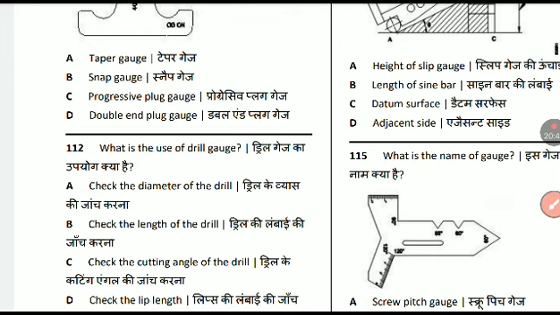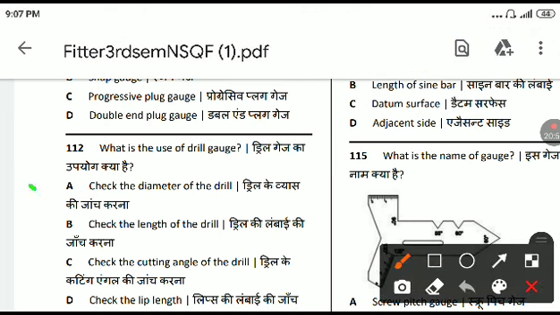What is the use of drill gauge? Option A, check the diameter of drill. Drill gauge is used to check the diameter of a drill.